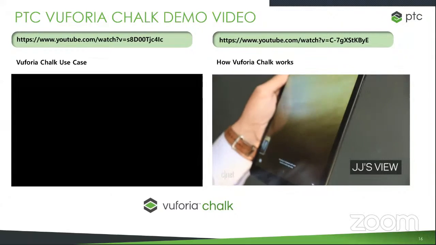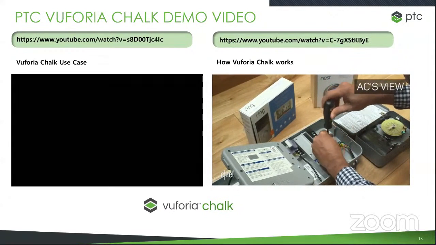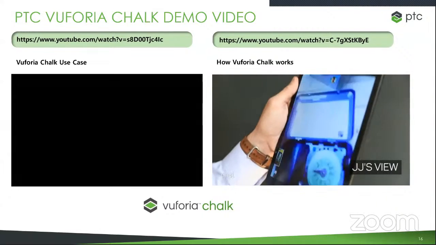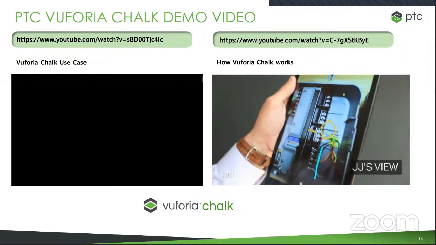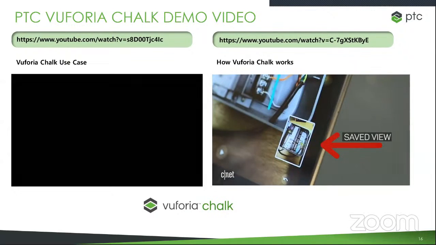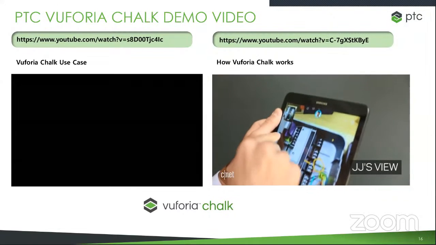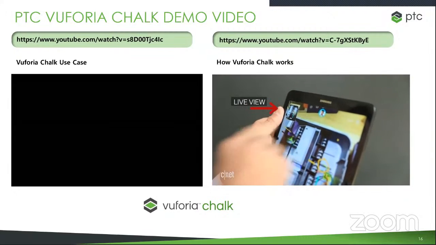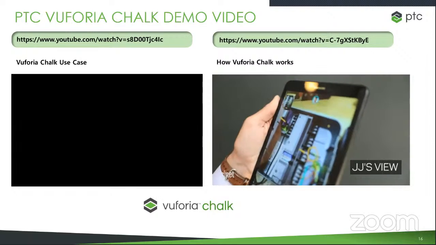So now AC's putting down the device to actually work on it, and I'm waiting for him to come back and complete the step. So as AC picks that back up, and he's looking at the step that he just performed, I can jump over to a view that I saved previously. And now that AC has completed that step, and you can see his live view up in the corner, I can actually direct him to another part of the sprinkler system.